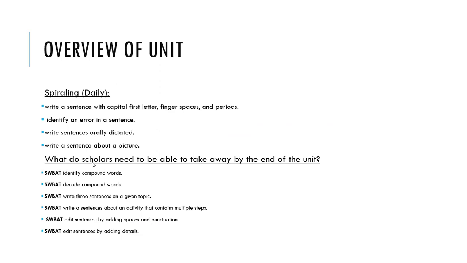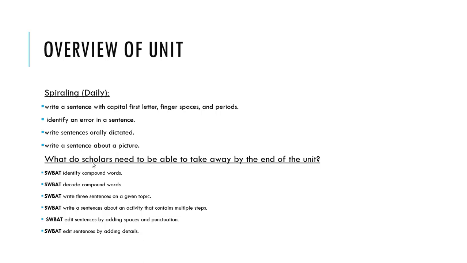So, overview of the unit. First, we'll start with what you all should be spiraling daily. Writing a sentence with a capital first letter, finger spacing, and period. So on this last CA we just had, they didn't really grade for the period, the punctuation piece, nor the spacing. It was more so for that capital first letter, words being spelled correctly and put in the right order.